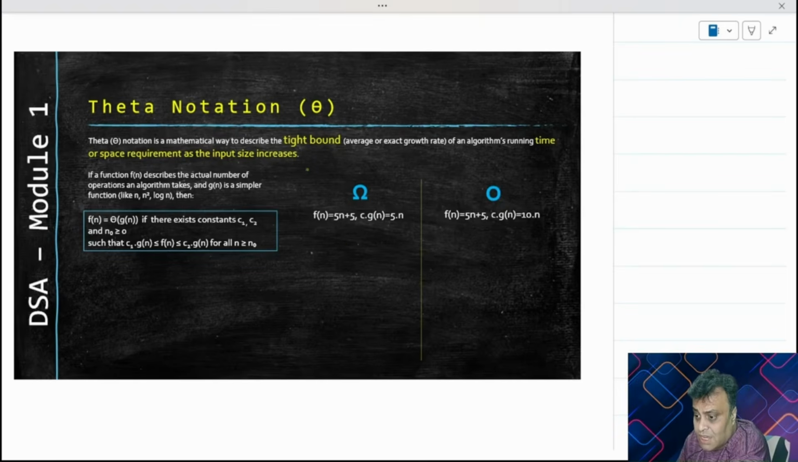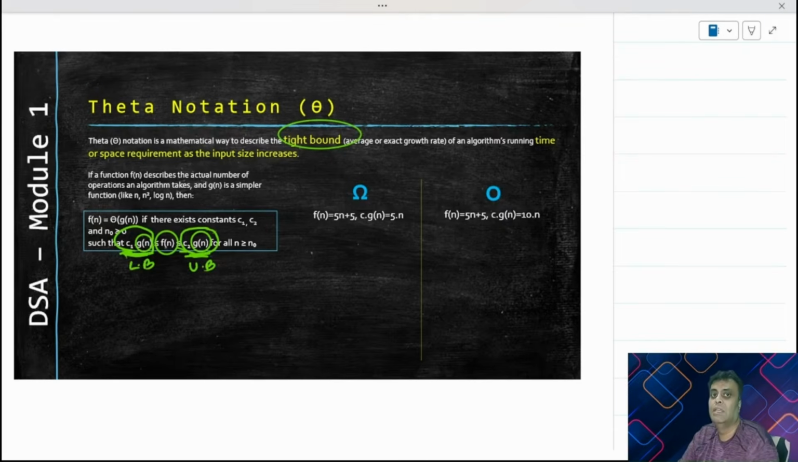Now, what is theta? Theta is a tight bound. Theta says, can you give me a common Gn with two constants, C1 and C2, such that one of these will be below Fn, one of these will be above Fn. That means this definitely will be the upper bound and this definitely will be the lower bound. If that happens and you have a common Gn, then that Gn becomes your average bound.